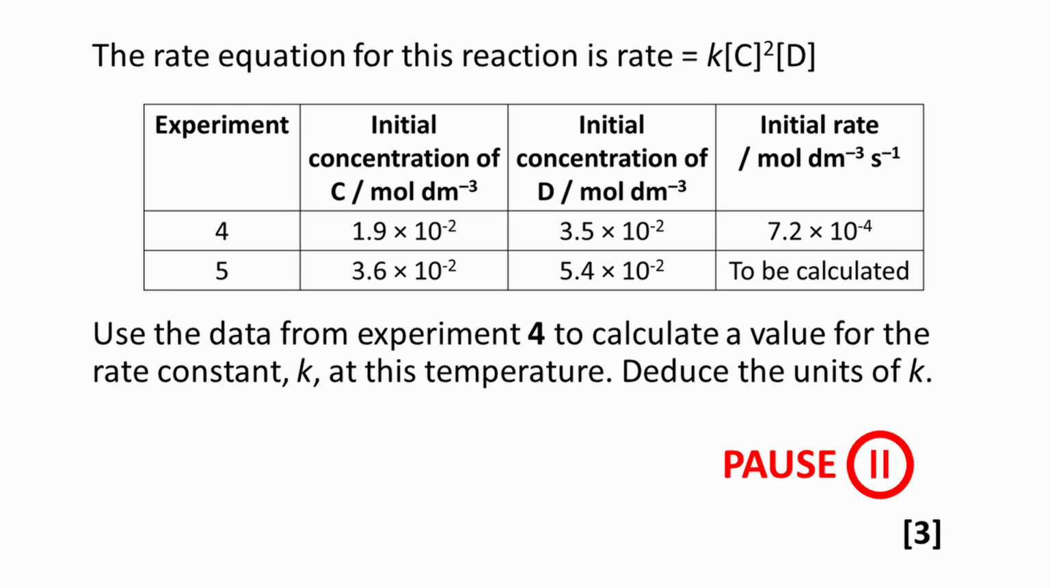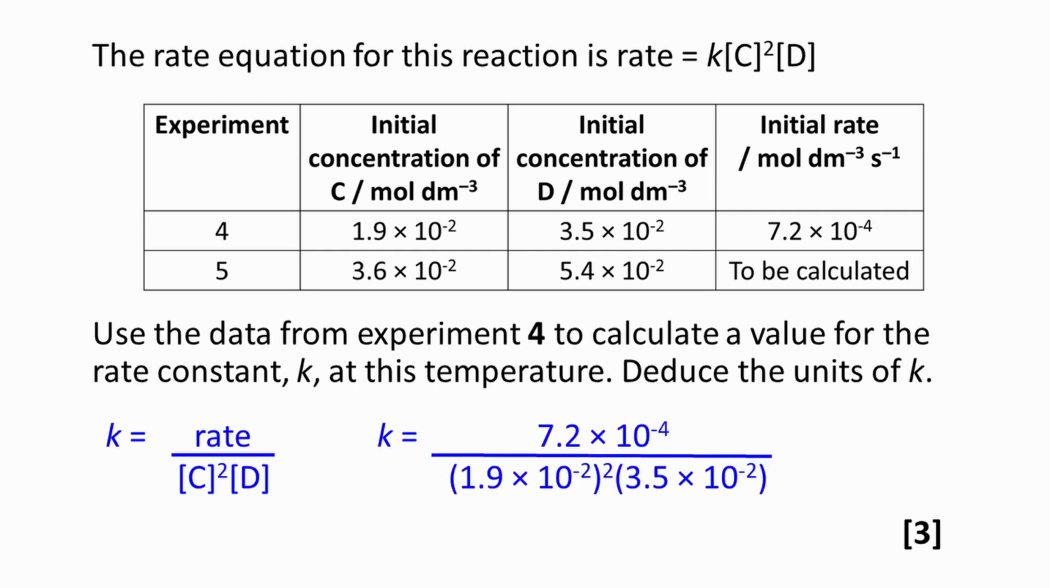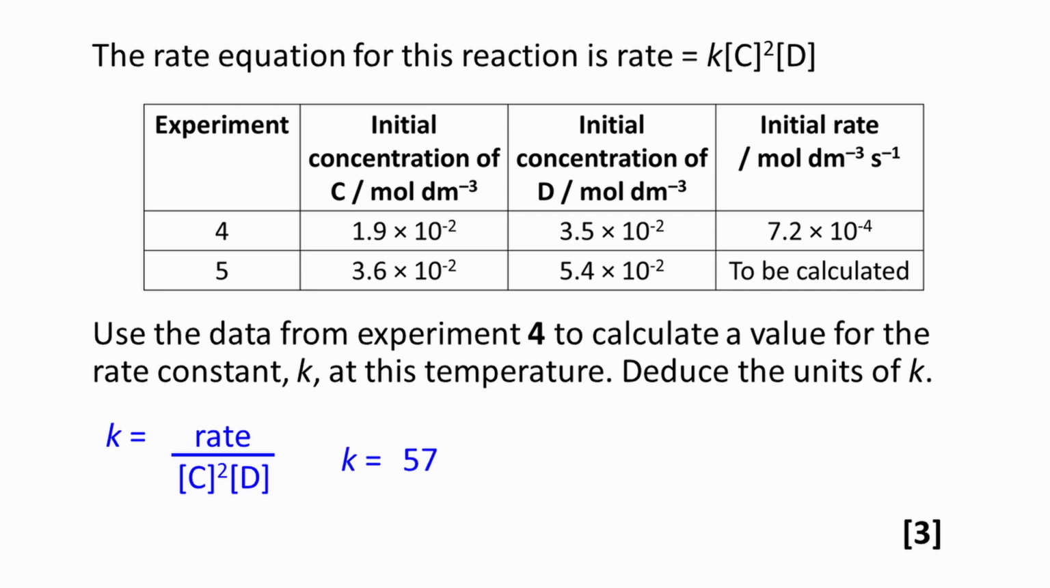Use the data from experiment 4 to calculate a value for the rate constant K at this temperature, deduce the units of K, and we're given the rate equation at the top there. First of all, rearrange the equation to make K the subject, then substitute the values from the table into the equation. The value of K works out to be 57.